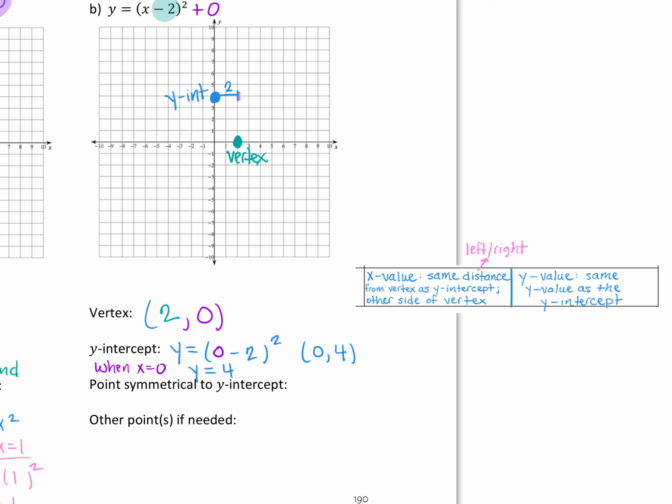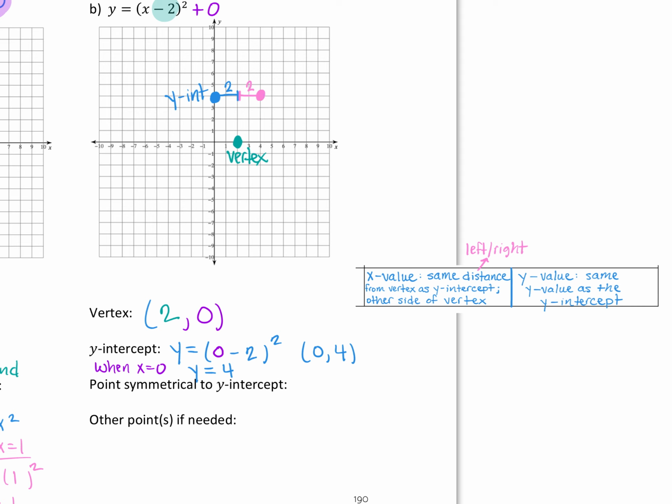So from here to here, that's a distance of 2. And that means our point is here because the y value is the same y value as the y-intercept. So the y value stays the same and the x values are the same distance on either side of the vertex. So the point symmetrical to the y-intercept is an x value of 4 and a y value of 4.